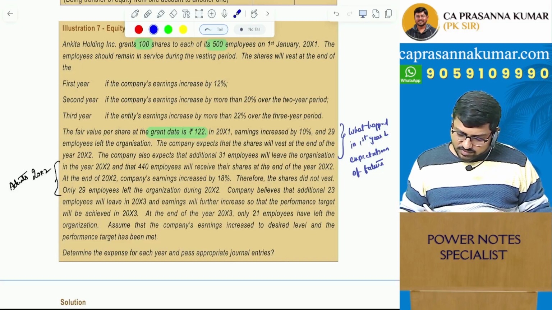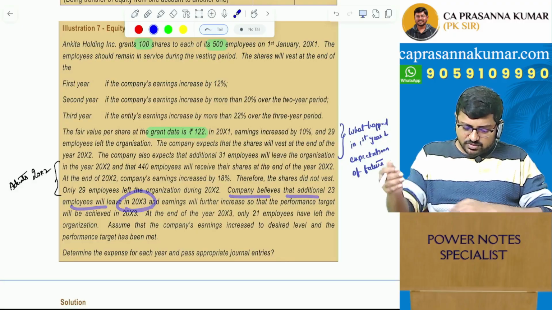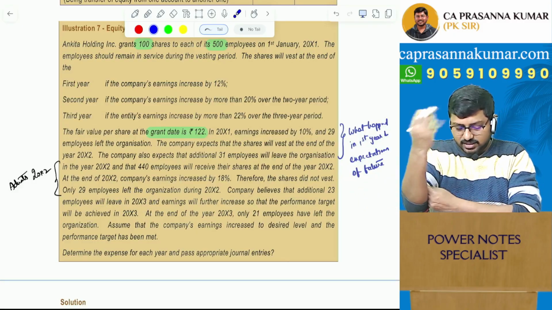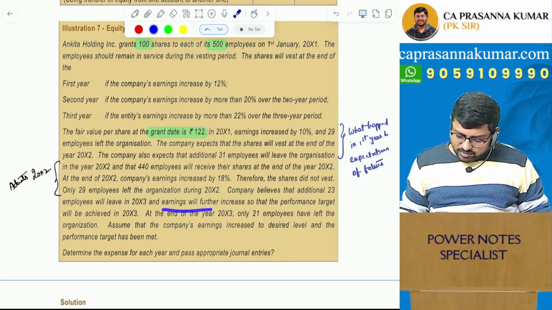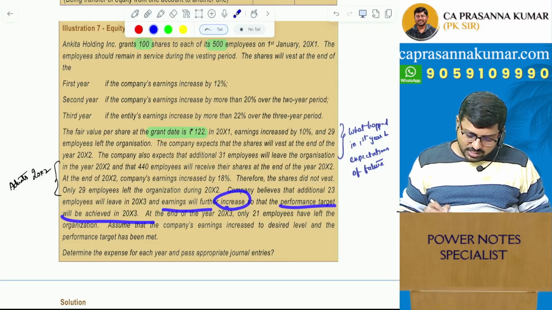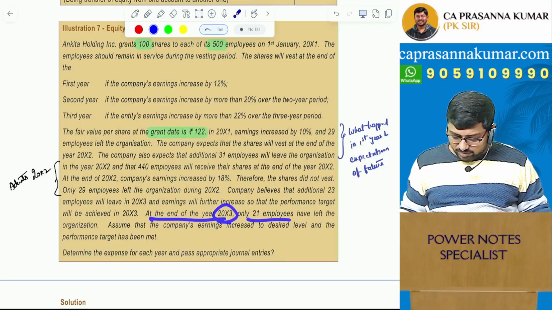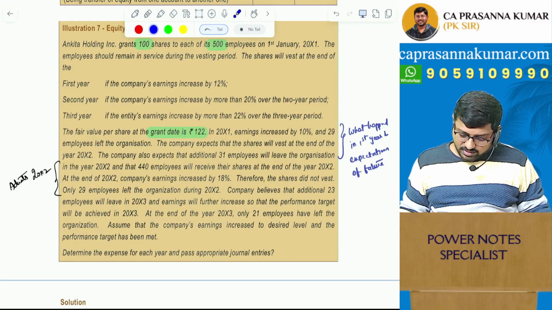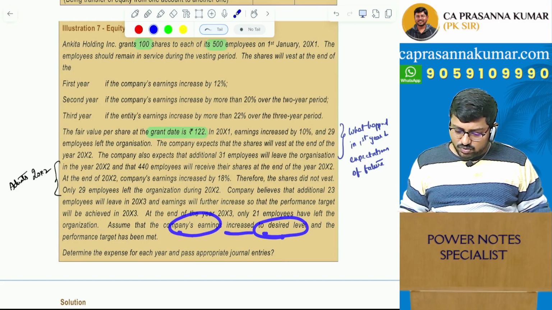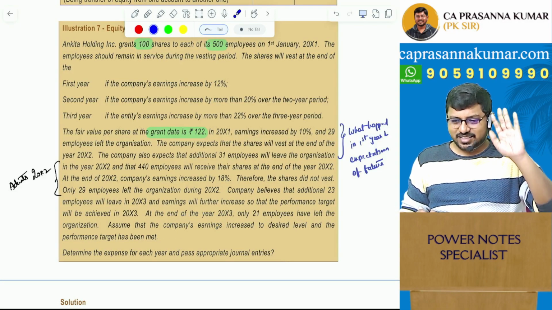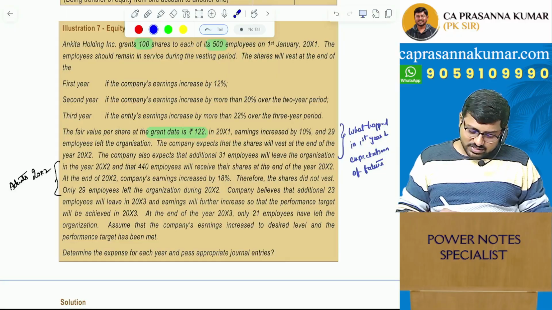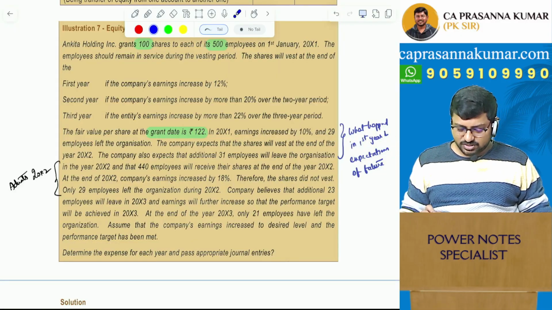Company believes that additional 23 employees will leave in 20x3. Now, at the end of second year, they're predicting third year. And earnings will further increase so that the performance target will be achieved in 20x3. At the end of the year 20x3, only 21 employees have left the organization. Assume that the company's earnings increased to desired level and the performance target has been met as we have expected. In third year, the condition is satisfied, which means the options have been vested.